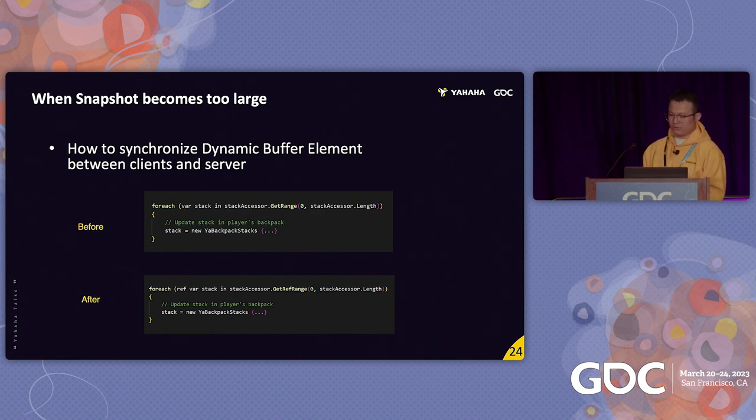Let's talk about the implementation of the GetRefRange method. It returns a ref enumerator that records the operations on the dynamic buffer when called, and prepares data for the next synchronization by performing a delta serialization. So with this improvement, we will largely save the CPU time spent on data comparing before we do the network synchronization.